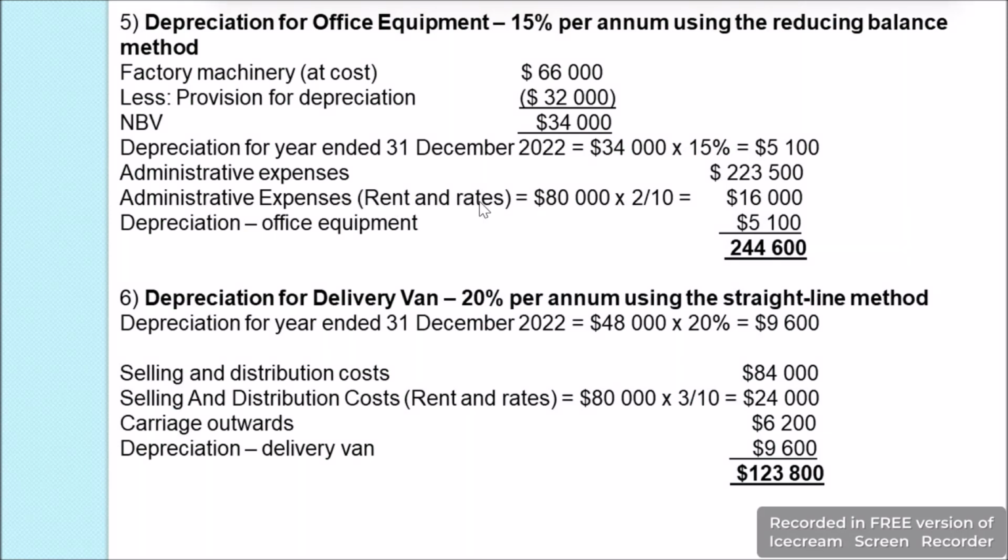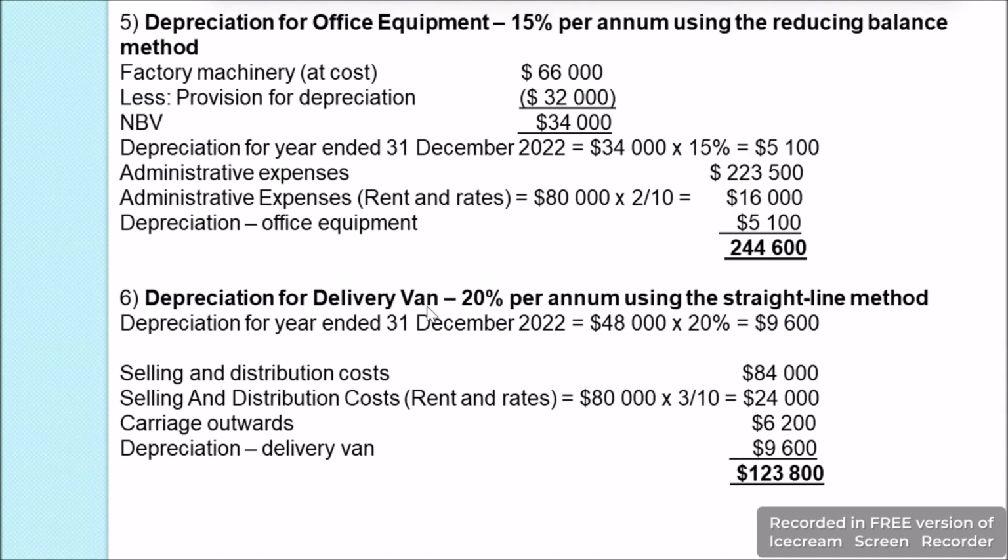So the rent and rates for administrative expenses will be 80,000 times 2 divided by 10, which will be $16,000, and the depreciation which we have calculated was $5,100. So when we total this up, we will get the administrative expenses as $244,600.